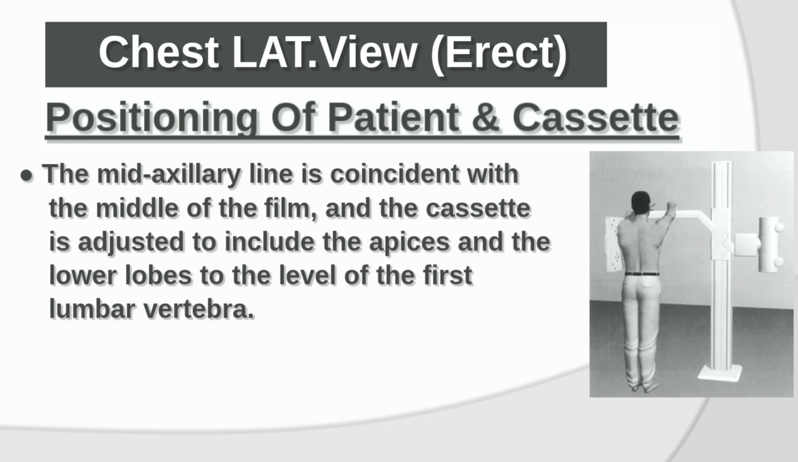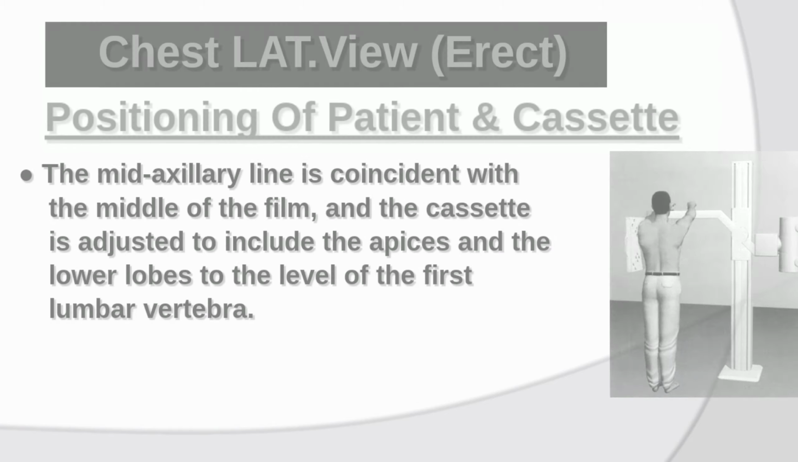The mid-axillary line is coincident with the middle of the film, and the cassette is adjusted to include the apices and the lower lobes to the level of the first lumbar vertebra.